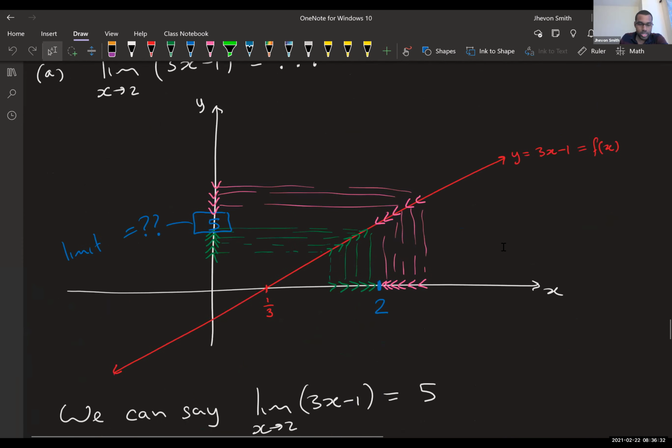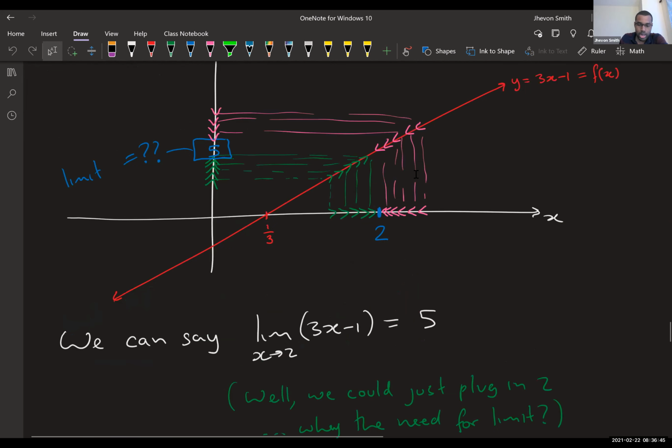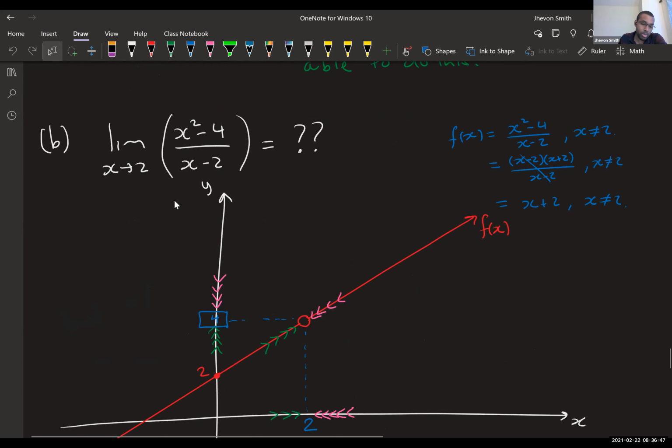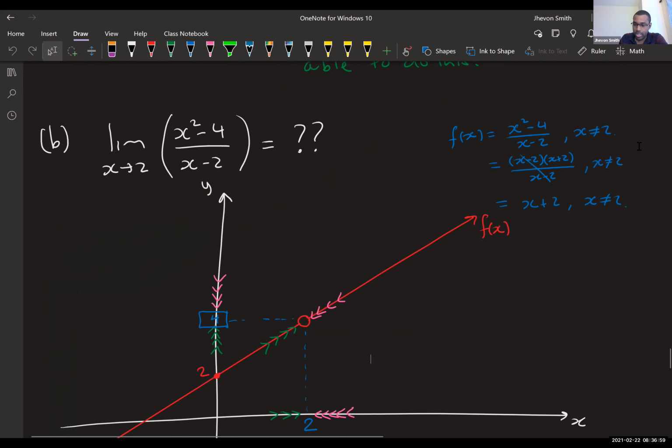We did some examples with this guy. As x gets close to 2, you can see that our y values get close to 5. In this scenario, you could actually plug in the x value and you would get that answer, which is pretty cool. However, you can't always do that. So here was an example where we couldn't plug in the 2, but we still could figure out what the limit is because of the definition. When you get close to 2, the outputs get close to 4. And we could figure that out from the graph as well as by simplifying stuff.